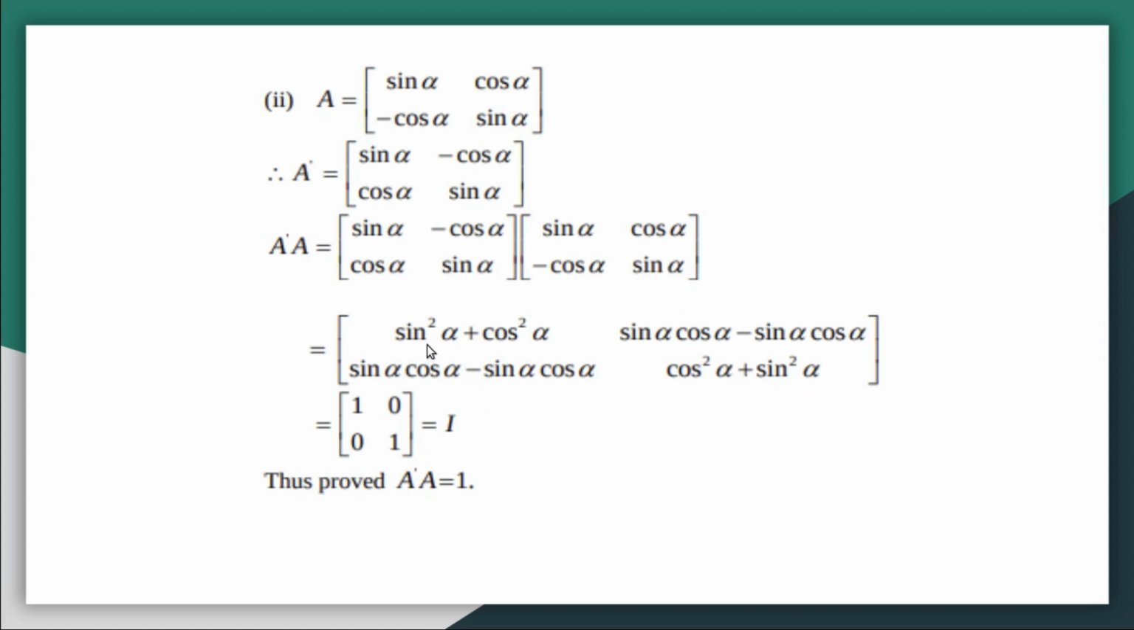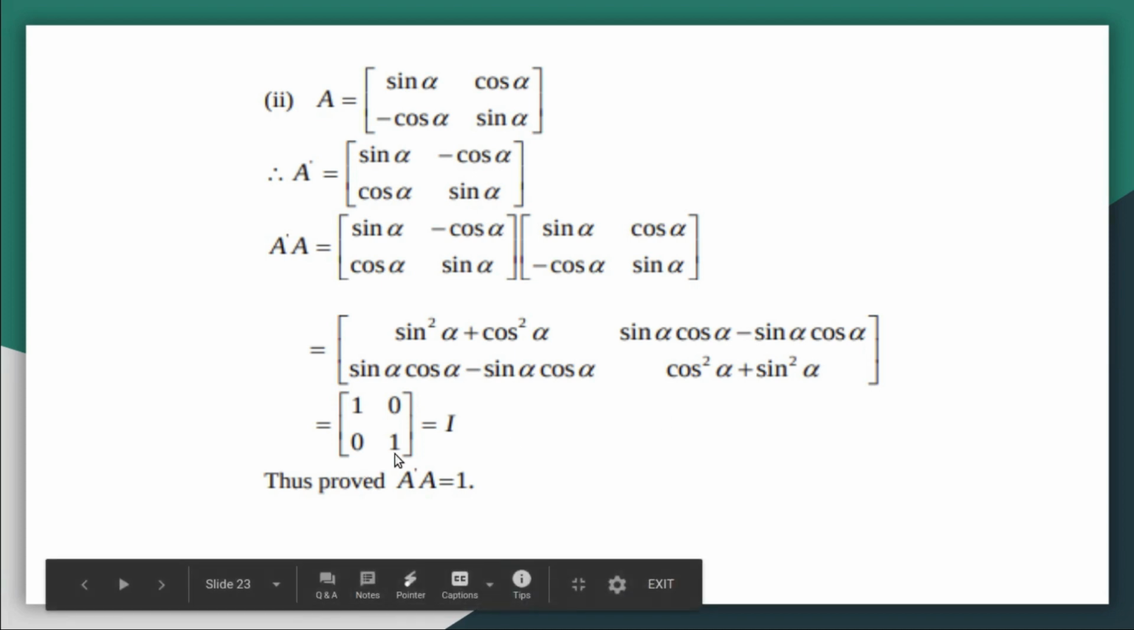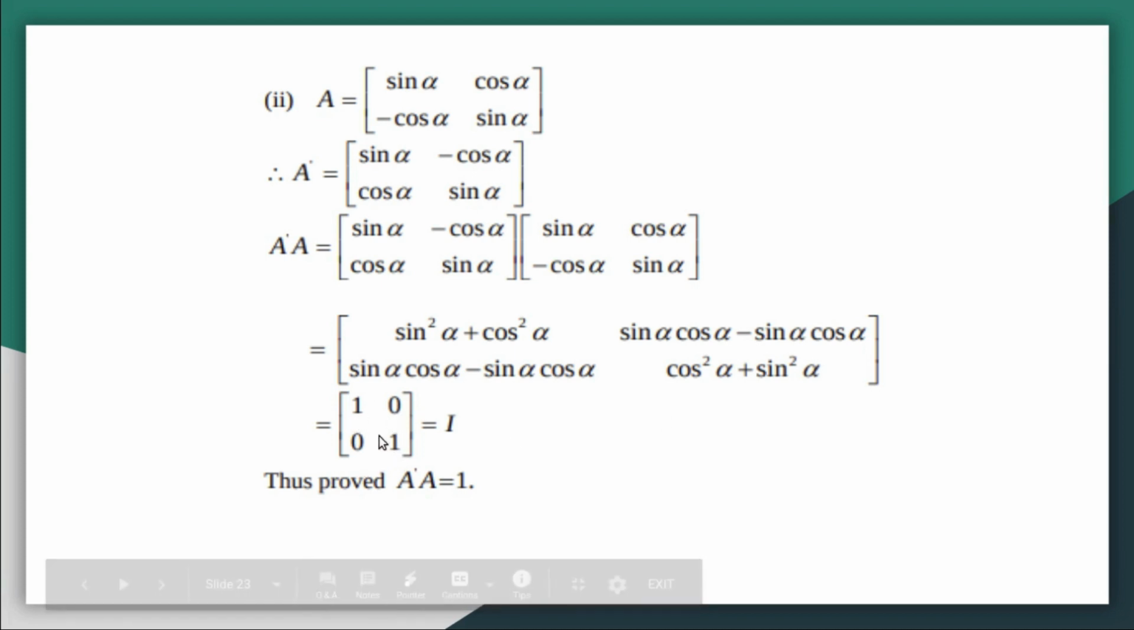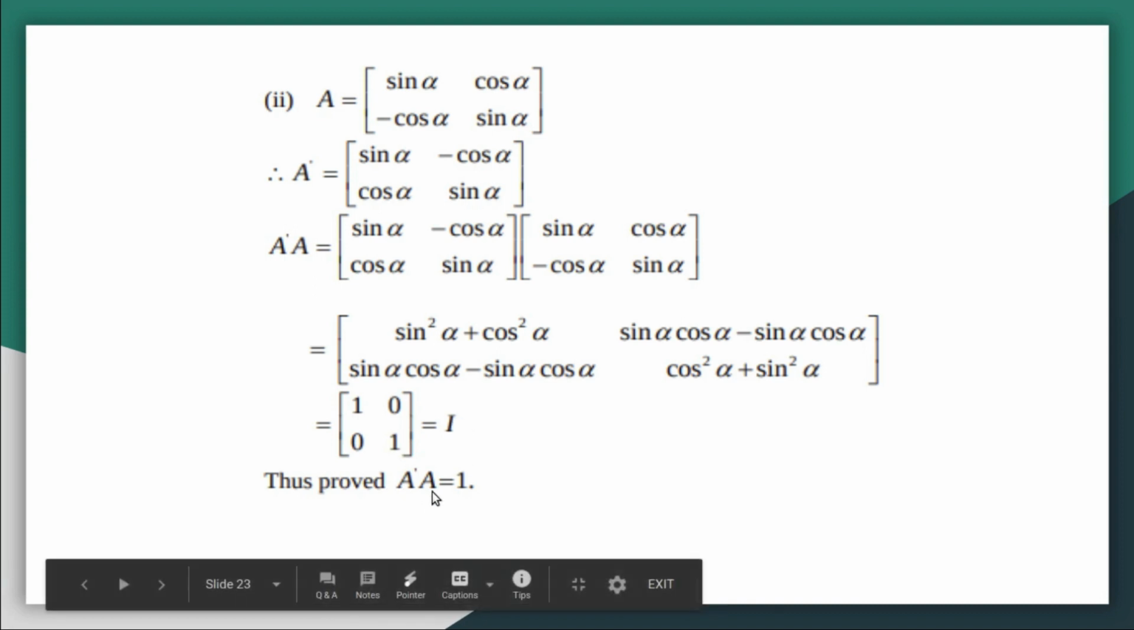Now we have sin square alpha plus cos square alpha is 1. Here the same terms, sin alpha cos alpha minus sin alpha cos alpha, which is 0. Again sin alpha cos alpha minus sin alpha cos alpha is 0. Cos square alpha plus sin alpha square alpha is 1. So we get 1 0 0 1, which is the identity matrix I. So we have A transpose into A equal to the identity matrix.